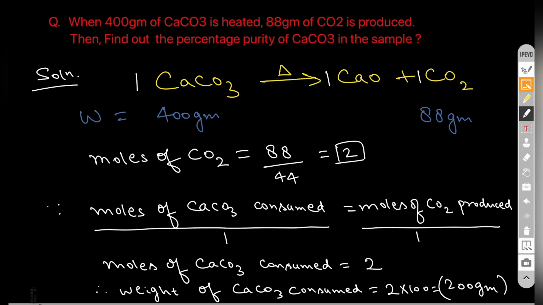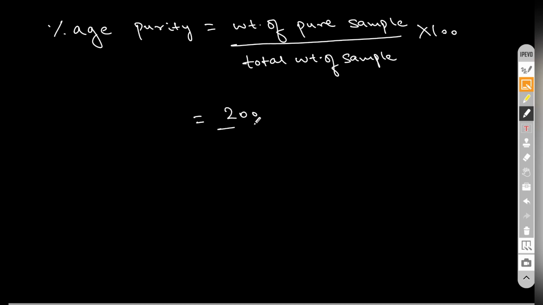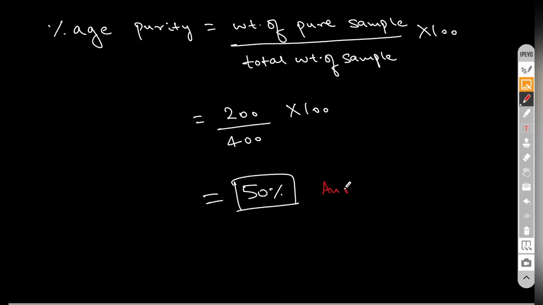We have to find percentage purity for CaCO3, right? So we'll write that percentage purity is equal to weight of pure sample divided by total weight of sample, which is basically the impure one, multiplied by 100. Now putting the values, weight of pure sample is 200 gram, which we calculated on the last page, divided by 400, which was given in the question, multiplied by 100. It will come out to be 50%. So this will simply be the answer. This is basically percentage purity of CaCO3 in sample. So this is pretty much it.